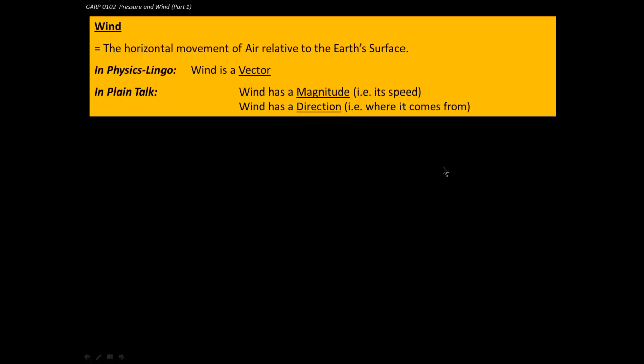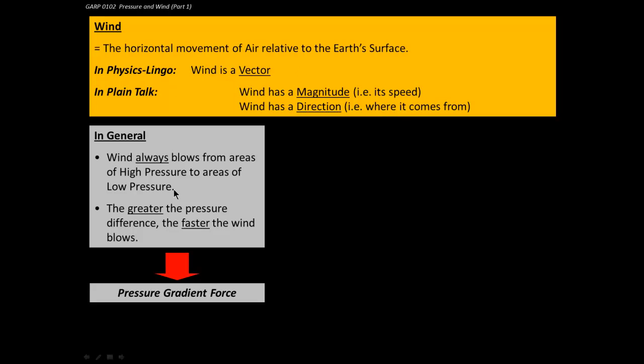So wind, by definition, is the horizontal movement of air relative to the Earth's surface. And in physics, we call that a vector. That means it has a magnitude. Wind has a magnitude, that's the wind speed. And it also has a direction. Where does the wind come from? So a vector always has a magnitude and a direction.